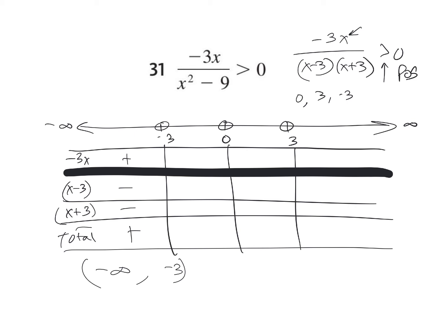From negative 3 to 0, let's try negative 1. That's positive. Negative 1 minus 3 is negative. Negative 1 plus 3 is positive. That gives us a negative value. From 0 to 3, let's do 1. Negative 3 times 1 is negative. 1 minus 3 is negative. 1 plus 3 is positive. That's going to give us a positive. So from 0 to 3, not including either one, union together. And let's try 4. Negative 3 times 4 is negative.